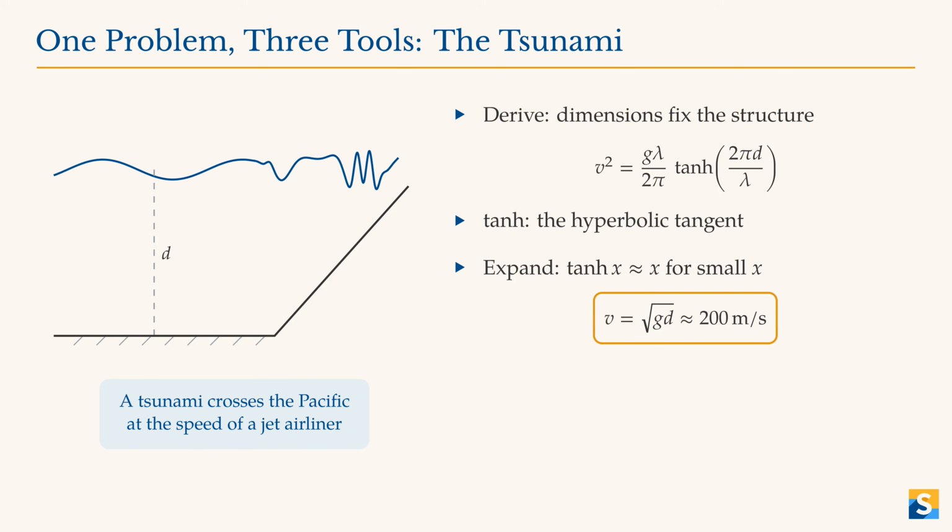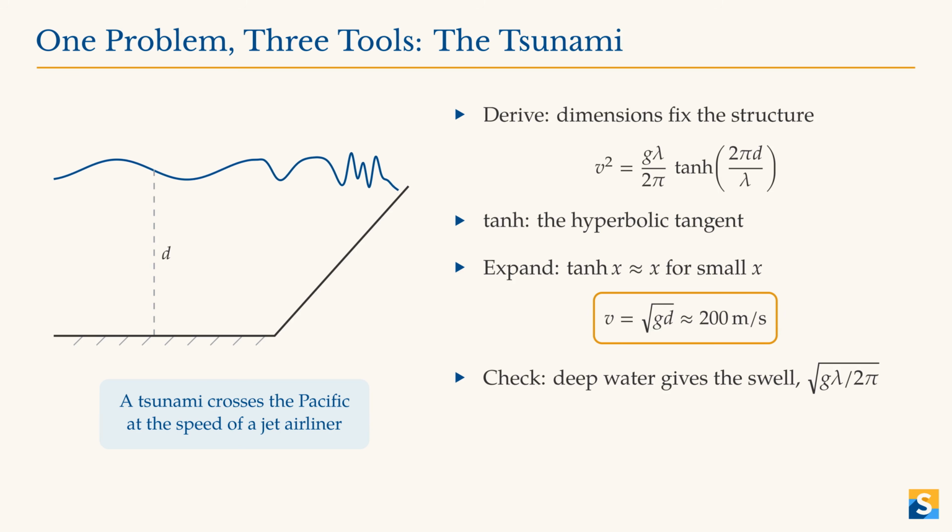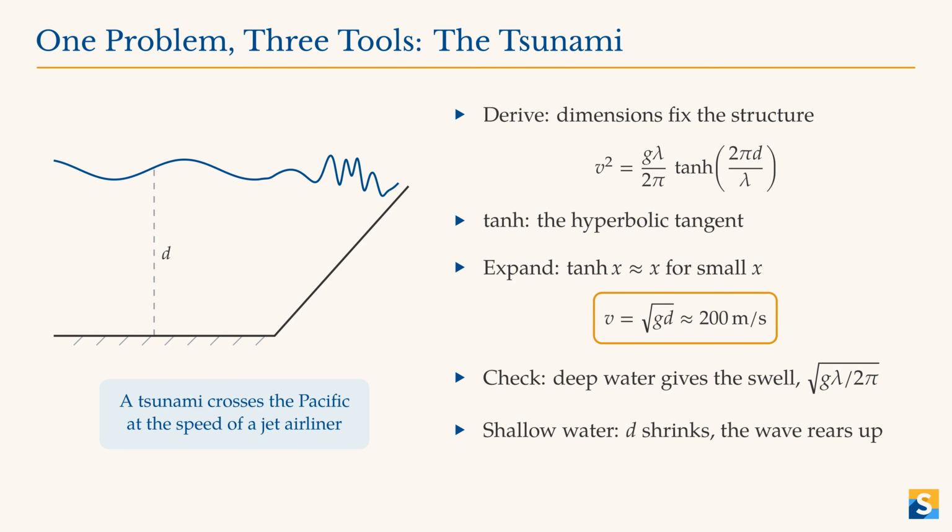Finally, the limits. Deep water, tangent goes to 1, and we recover the swell from earlier, speed set by wavelength. Shallow water, speed set by depth alone. So, as a tsunami runs ashore and d shrinks, it slows, the back catches the front and the wave rears up. Derive, expand, check the limits, one formula, the whole toolkit.